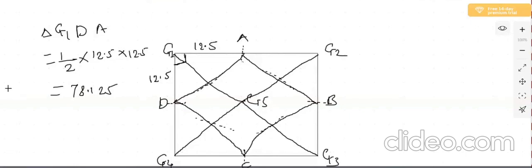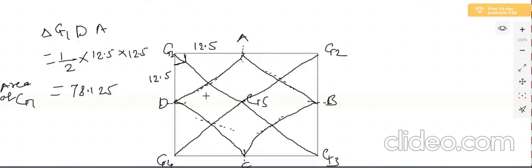So the area is half base into height. Half base is 12.5, and height is also 12.5. So what answer did you get? 78.125. Very good. So for the triangle of the rain gauge station G1, we got the area equal to 78.125. So the area of G1 we have.